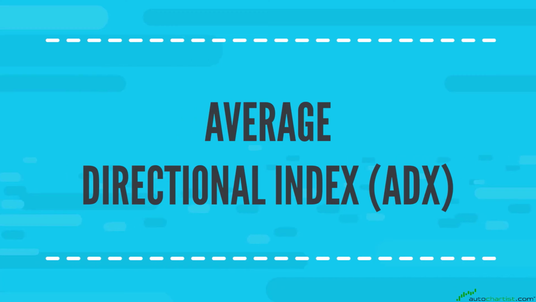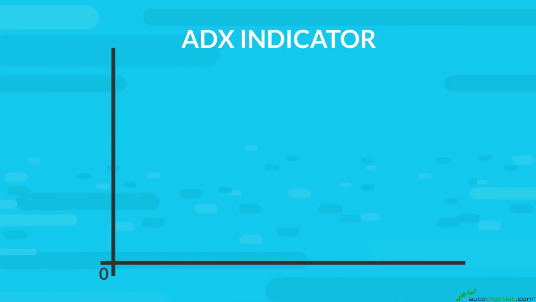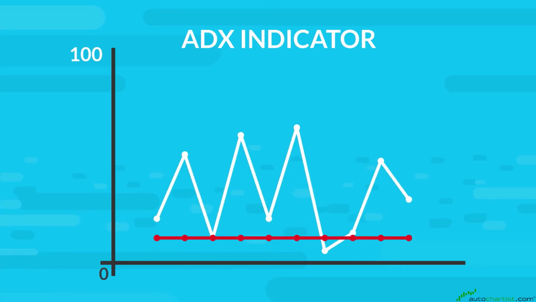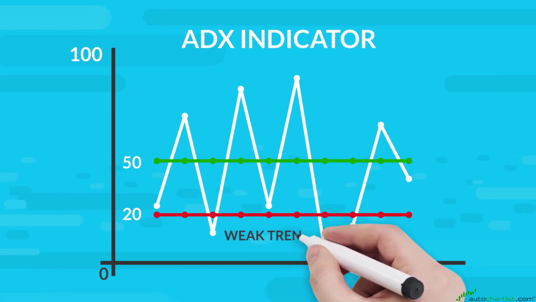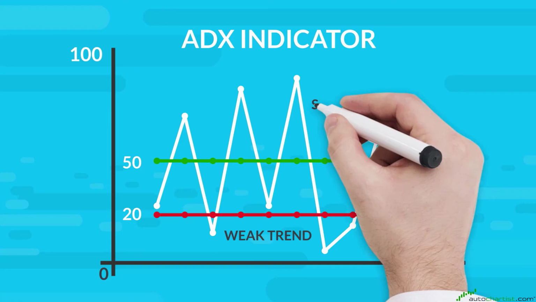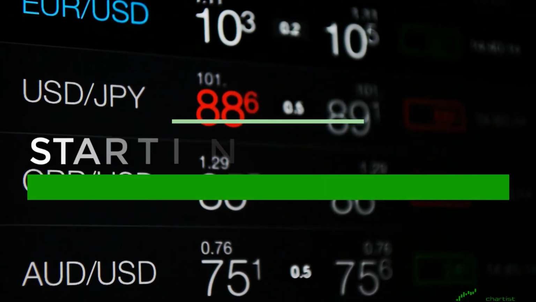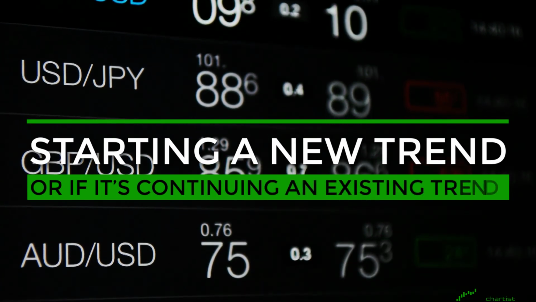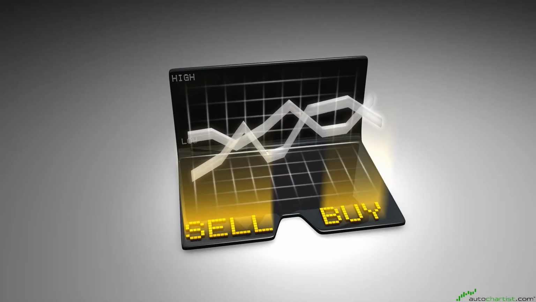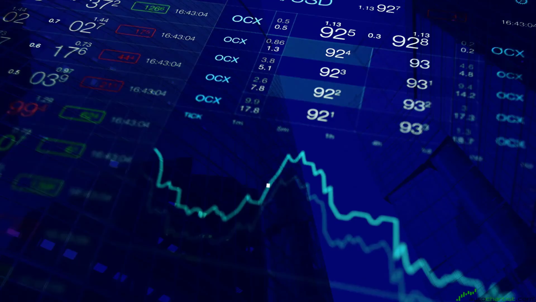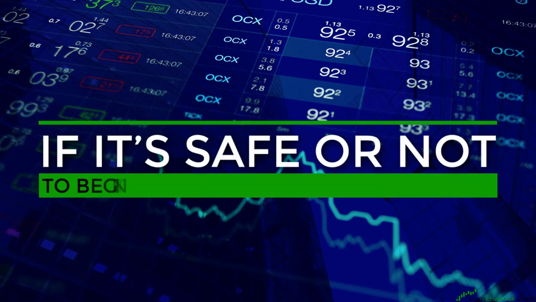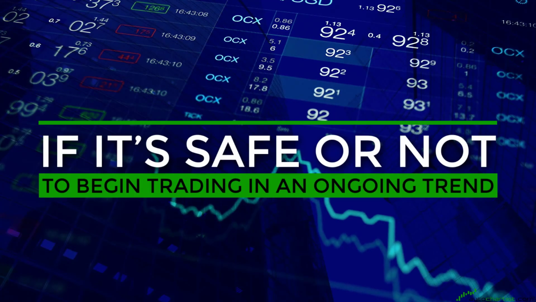Average Directional Index, ADX. The ADX indicator also operates on a scale of 0 to 100. If readings are below 20, it indicates a weak trend. If readings are above 50, it indicates a strong trend. This indicator depicts whether the price is starting a new trend or if it's continuing an existing trend. It doesn't state if you should buy or sell. It helps you determine if it's safe or not to begin trading in an ongoing trend.